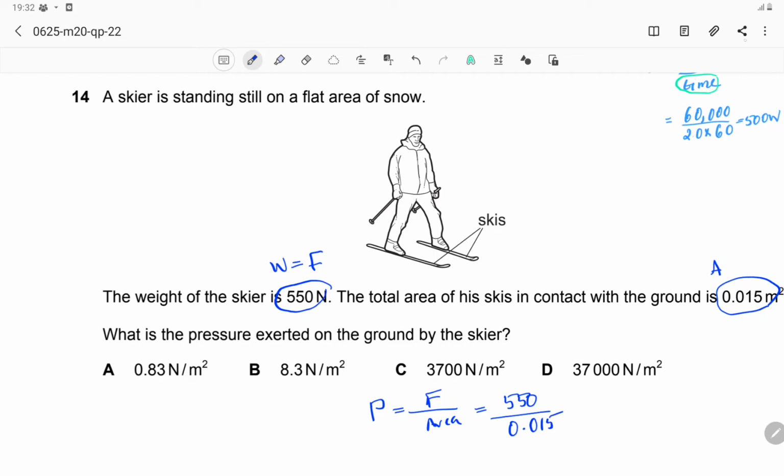Everything is given in the question. When you substitute the value, you will get 36,666 as the pressure, and when you write into SF, you will get 37,000 Newton per meter square. Hence, the correct answer is option D.